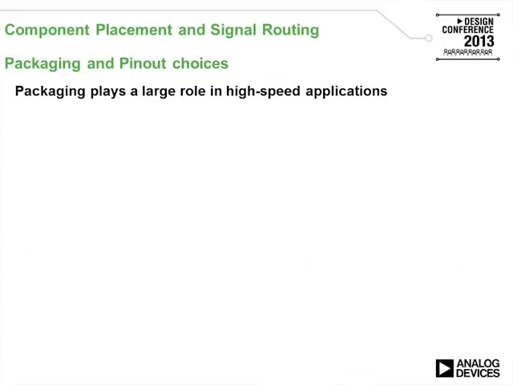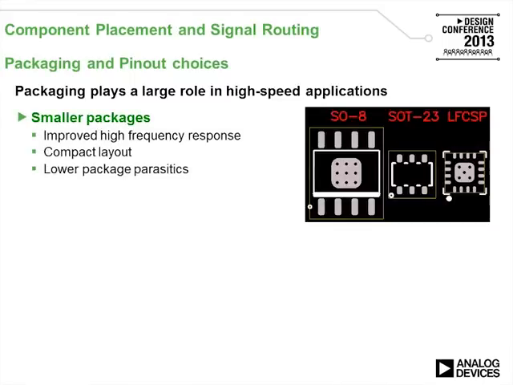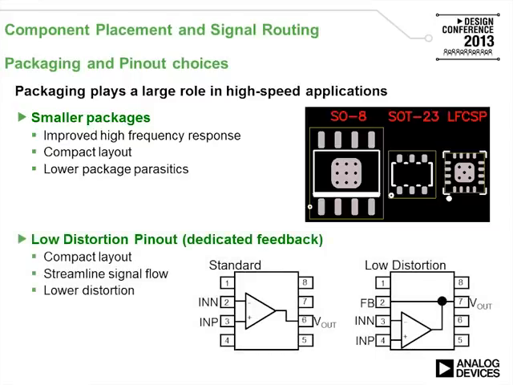Packaging. Packaging on high-speed PCBs plays a large role. Here's an example. There is an SO8 package, a SOT23, and an LFCSP, and notice that between SO8 and SOT23 or LFCSP, there is a marked difference in size. The smaller packages have improved high-frequency response, compact layout, and lower package parasitics. There is also low distortion pinout.